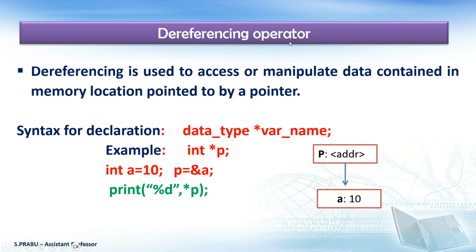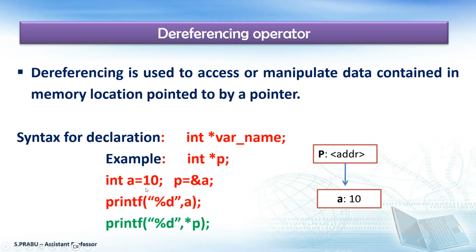The next concept is the dereferencing operator. The pointer symbol is called the referencing operator. It refers to the particular address of the variable. But dereferencing means using this pointer variable, we can print the actual value of the variable. So in this program, I create a variable called a having the value 10 and assign the address of a into the pointer variable p. I print the value of a using the variable a, as well as I print the same result, that is the value of a, using this pointer variable. When we use the asterisk symbol before the pointer variable, it acts as the dereferencing operator. That means it gives the actual value of a instead of the address.